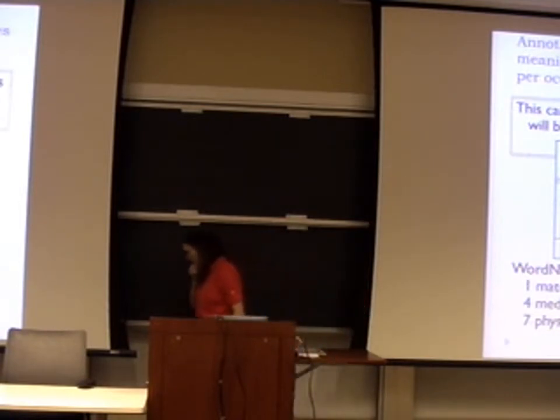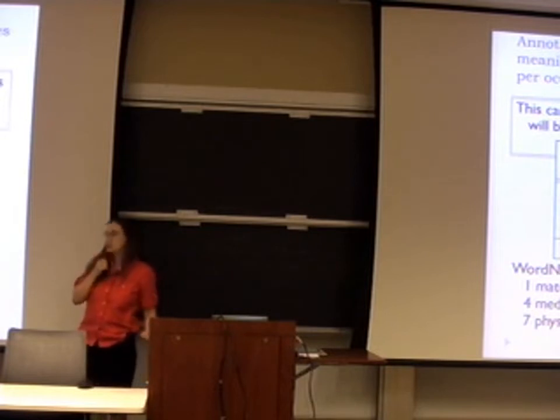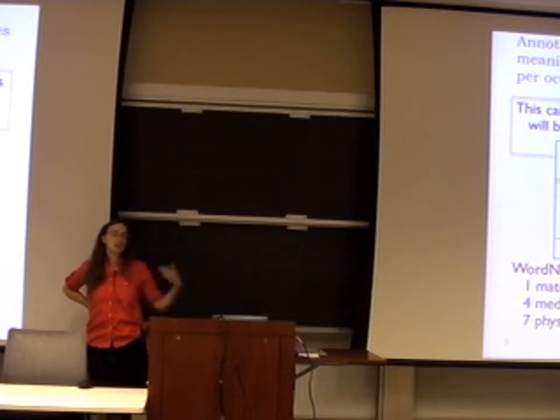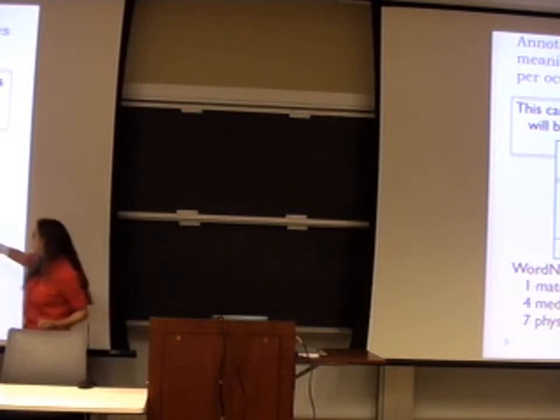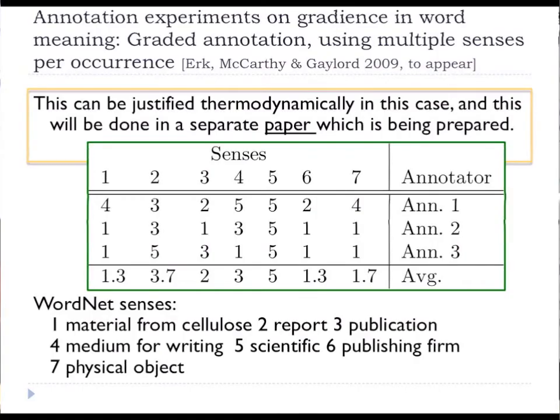And to explore this, we did an annotation experiment that we set up in a different way from how word sense disambiguation is usually done. What we did was we gave annotators the full list of WordNet senses. For the word paper, we have the senses material from cellulose, a report, a publication, a medium for writing, etc. I'm abbreviating the senses here. They got more description than what is here. And we asked them, for each of these senses, please give us a rating on a scale from 1 to 5, saying to what extent the sense applies here.